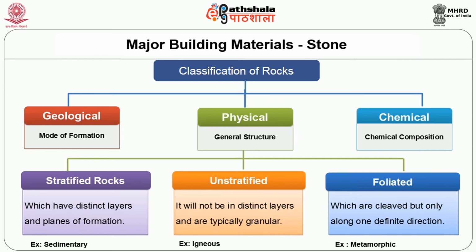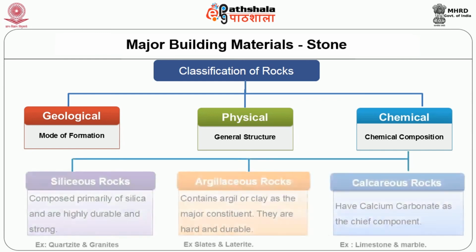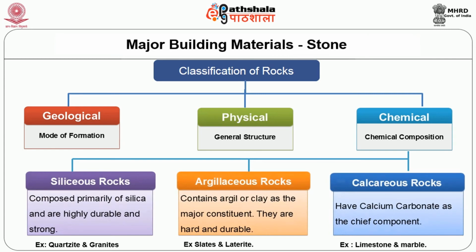Example: metamorphic. Chemically, they can be classified as siliceous rocks, which are composed primarily of silica and are highly durable and strong. Example: quartzite and granites. Argillaceous rocks contain argil or clay as the major constituent. They are hard and durable. Example: slates and laterite. And calcareous rocks, which have calcium carbonate as the chief component. Example: limestone and marble.